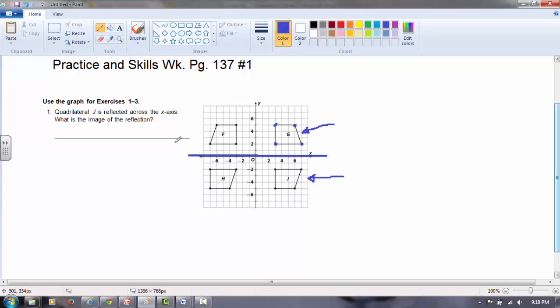So we will say, what is the image of the reflection? That's going to be the quadrilateral labeled as G. And that's going to be your answer.